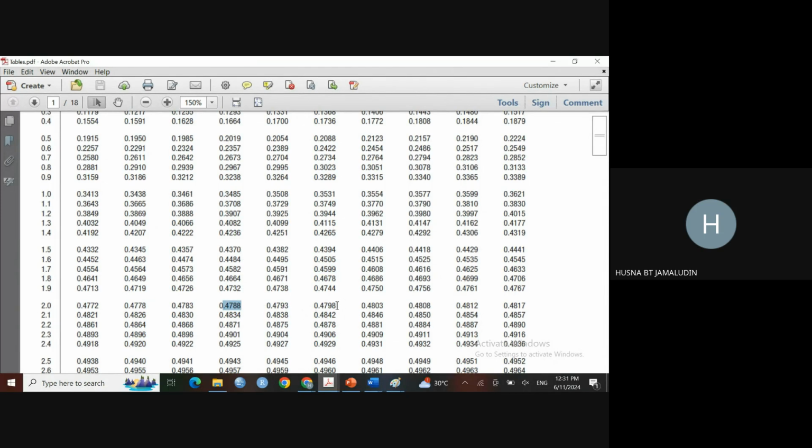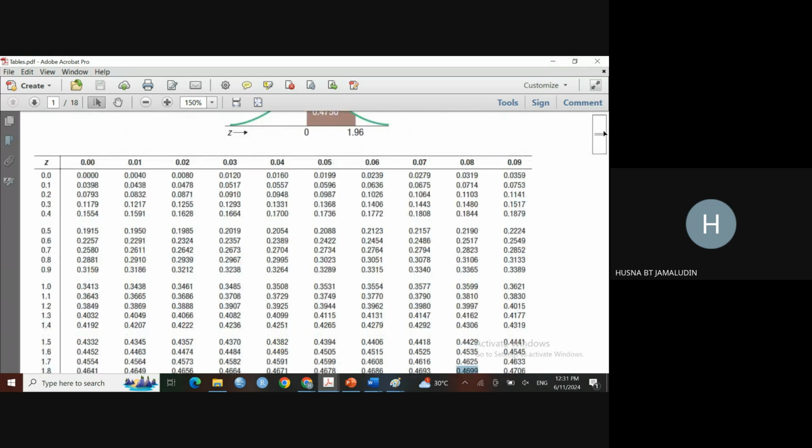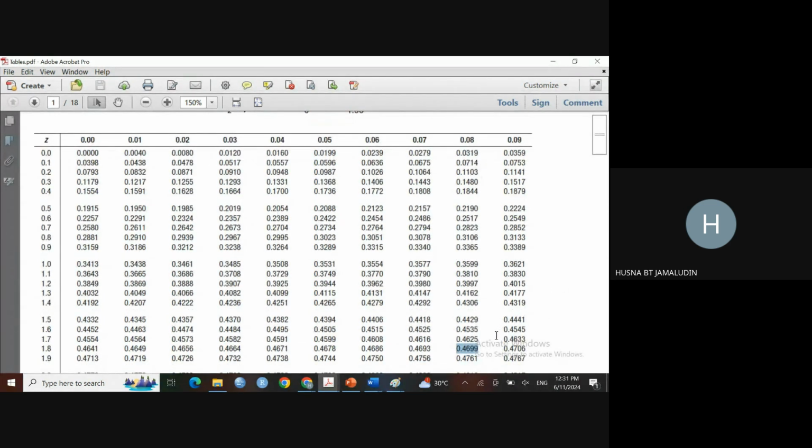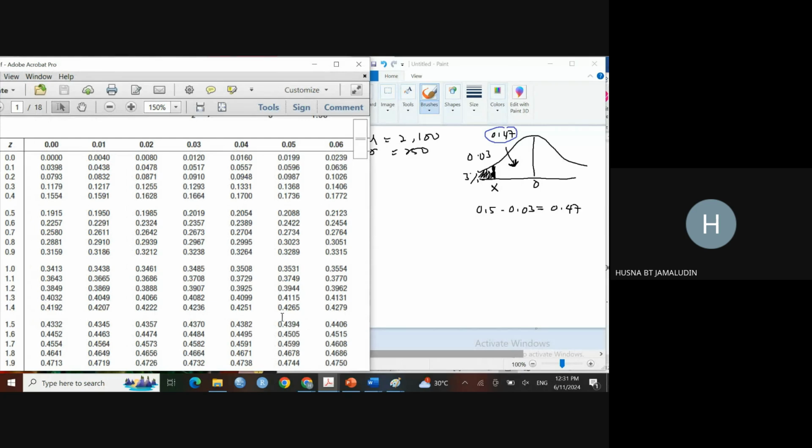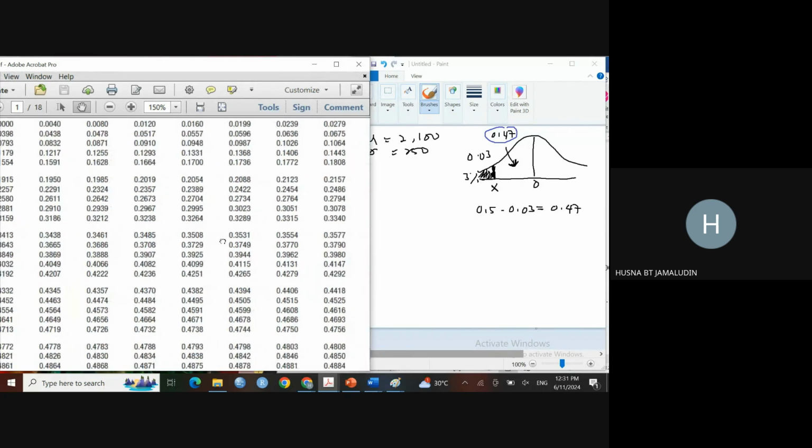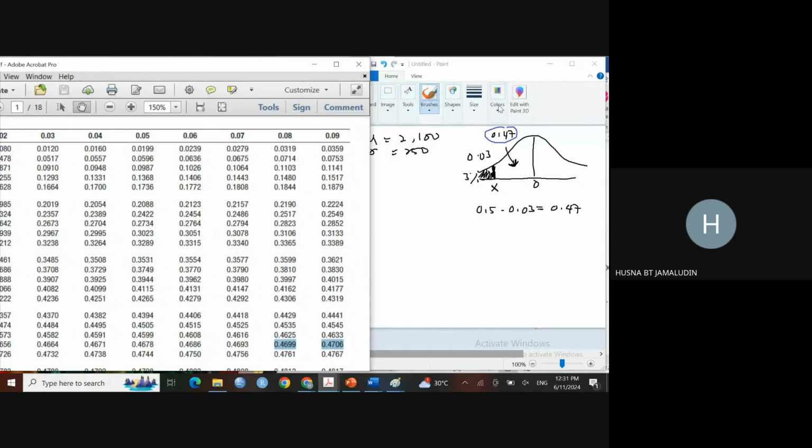Where is it? 0.47. You have two closest value here. Now is your task. Let me scroll up a bit. Okay, you have 0.4699 and 0.4706. Which one is the closest? Remember, students always make mistake on this. Where is our value just now? Okay, here. So you have two value.